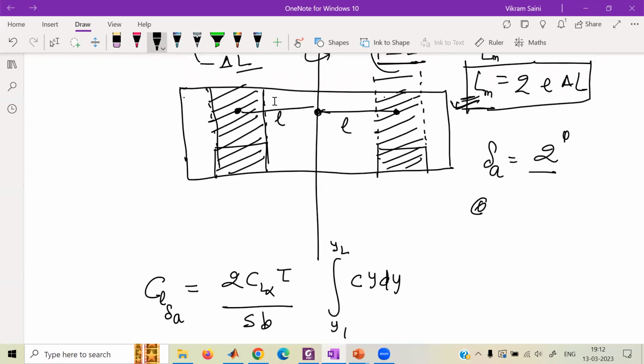Y2 is this length. So what is the spread of aileron? The spread of aileron is from Y1 to Y2. So this integration is being performed from Y1 to Y2. What is C? C is the chord length.